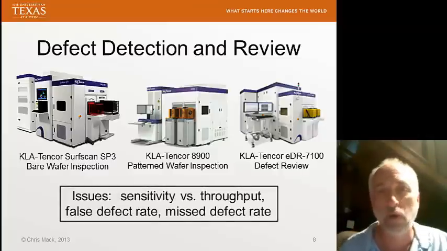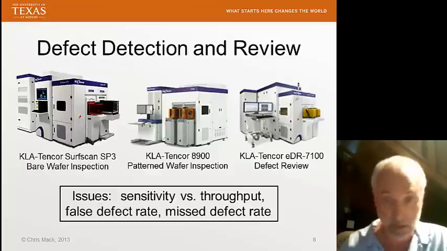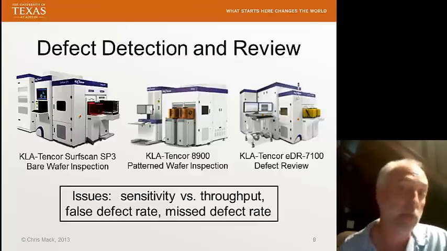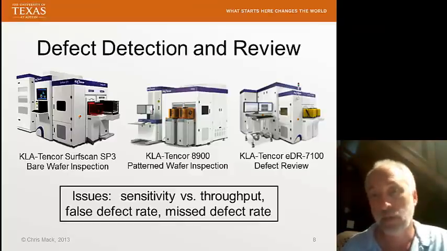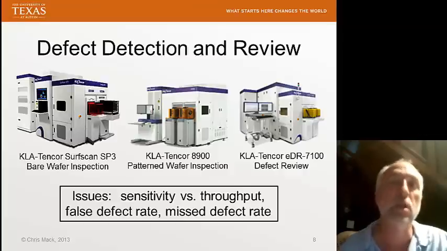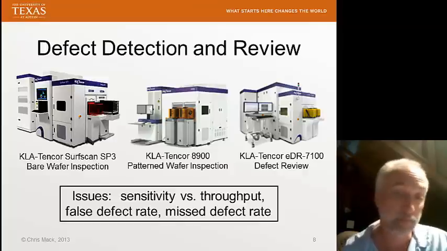Some of the issues involved in defect detection are things like sensitivity versus throughput. Sensitivity is the likelihood that I'm going to find a defect. And throughput, of course, is how fast I can move wafers through the tool. We want high throughput for low cost. But often, to get high sensitivity, especially for small defects, I end up having to use tool settings that lower the throughput.